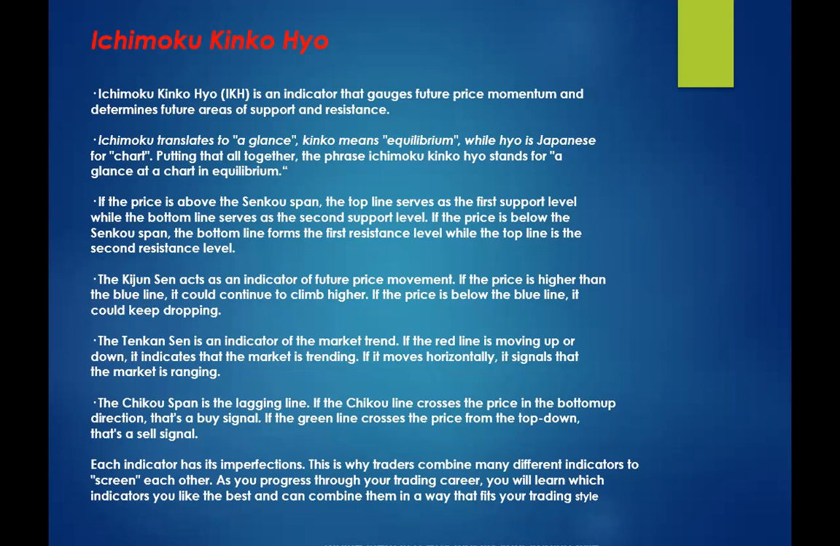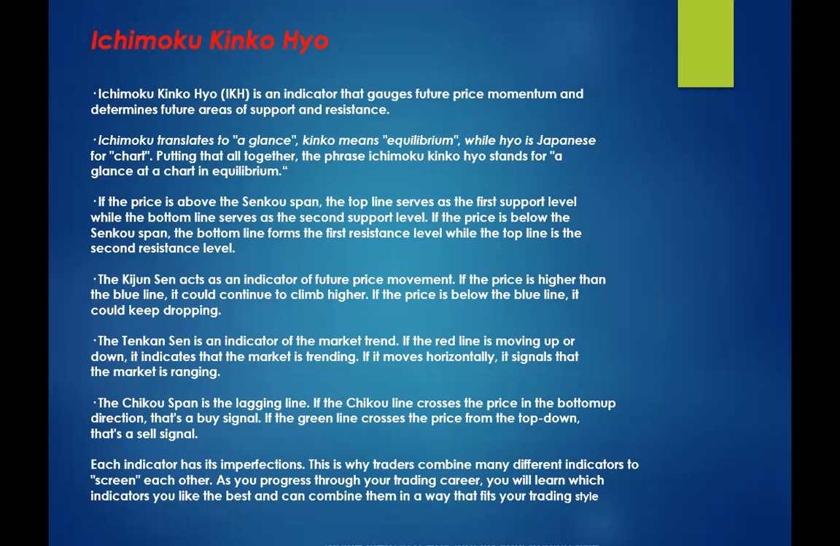The Tenkan Sen is an indicator of market trend. If the red line is moving up or down, it indicates that the market is trending. If it moves horizontally, it signals that the market is ranging.